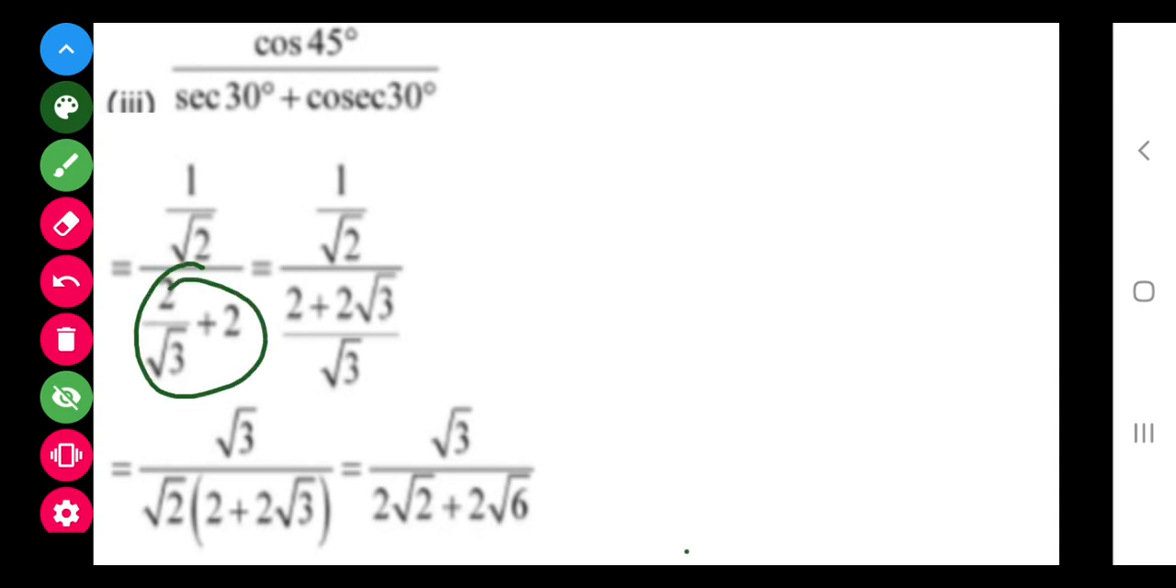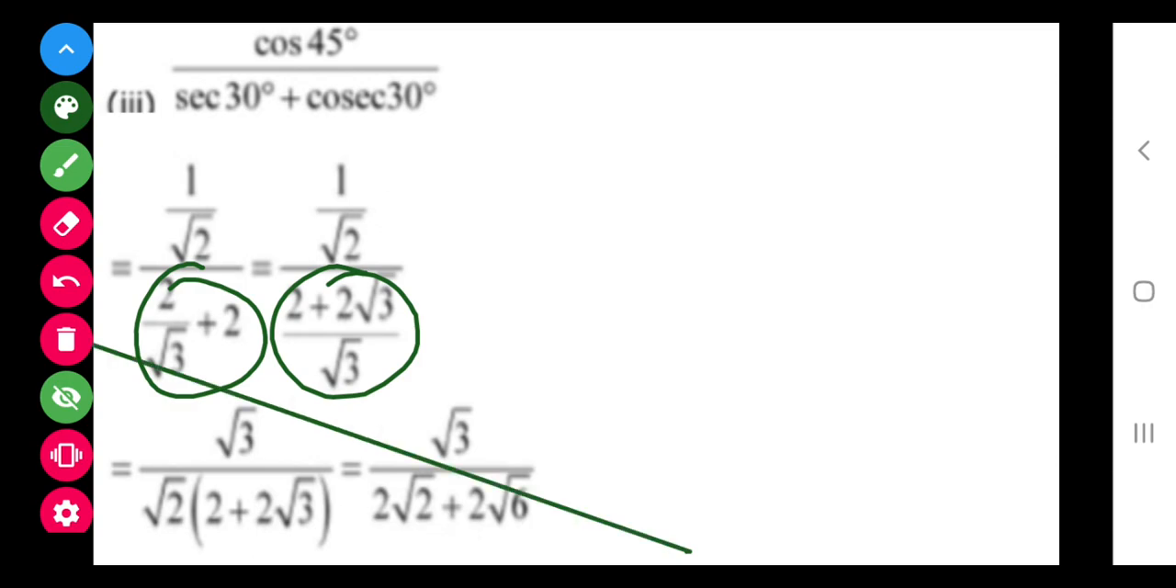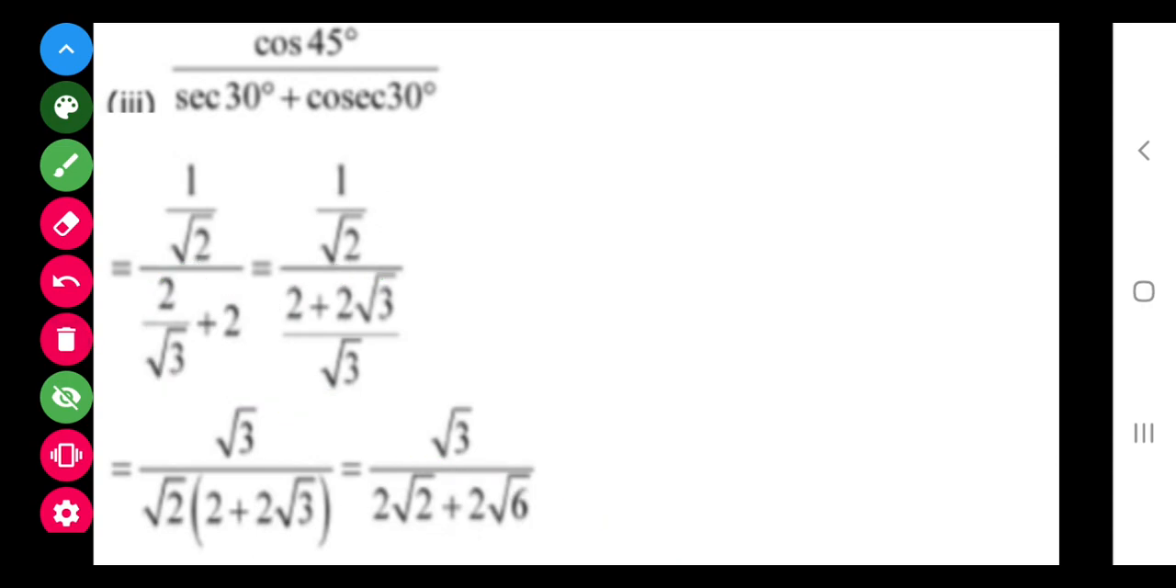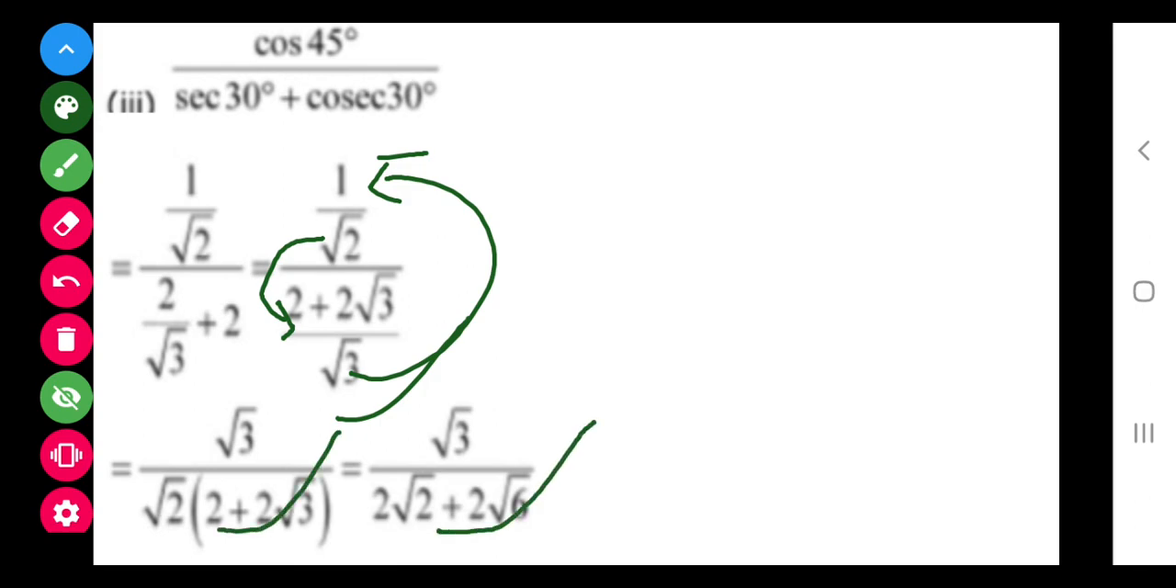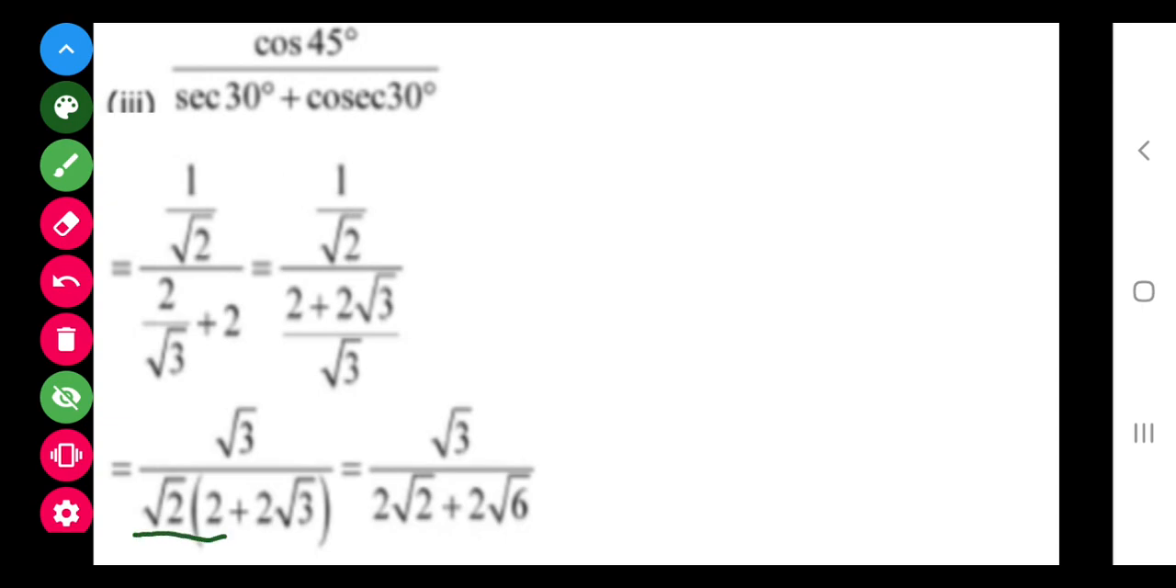So here the LCM has been taken. On taking the LCM, this result is coming. Now this root 3 will be multiplied with this, and root 2 will be multiplied with this. So we will get this value. Finally, on multiplying root 2 inside, we will get this value. Root 2 into 2 is 2 root 2. Root 2 into 2 root 3 is 2 into root 6, because root 2 and root 3 is root 6.